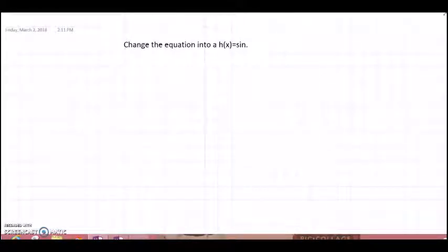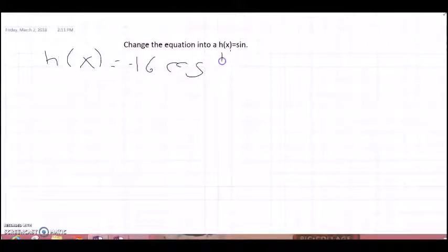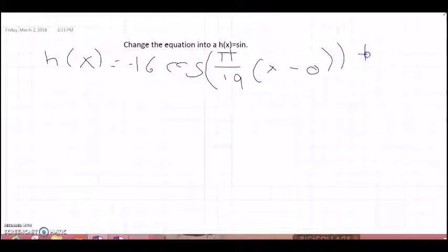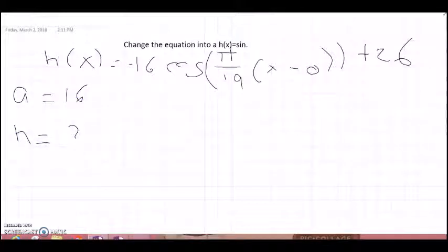Change the equation into a sine. We know that our original equation is h of x equals negative 16 cosine pi over 19 x minus 0 plus 26. So we know that we have an amplitude of 16. h is still unknown. k is equal to 26 and b is equal to pi over 19.